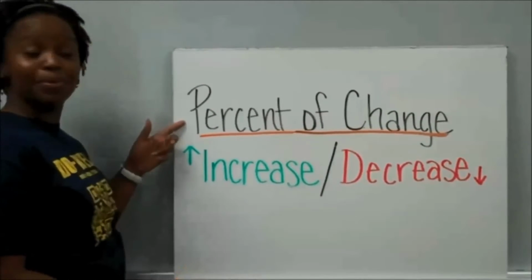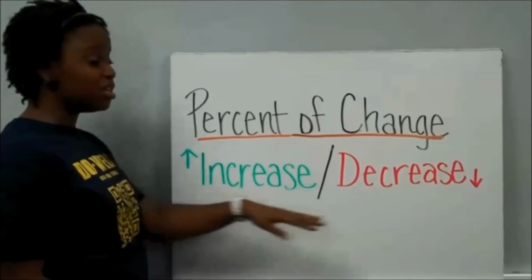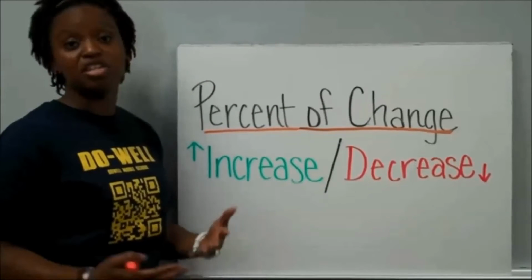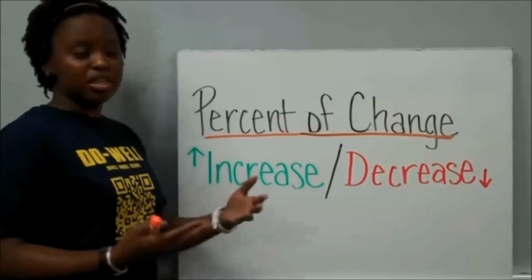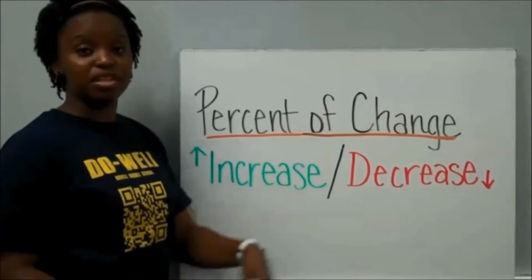Today we're talking about percent of change. Sometimes you'll hear that percent of increase or percent of decrease. Percent of change just is a ratio that compares a new amount to an old or an original amount. If that amount increased, we have a percent of increase. If that amount decreased, we've got a percent of decrease.